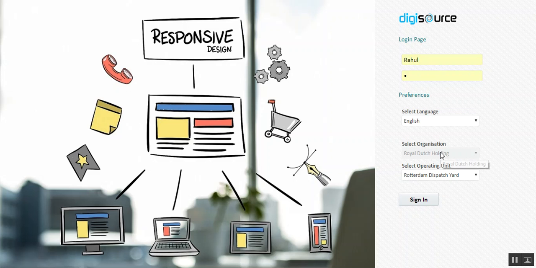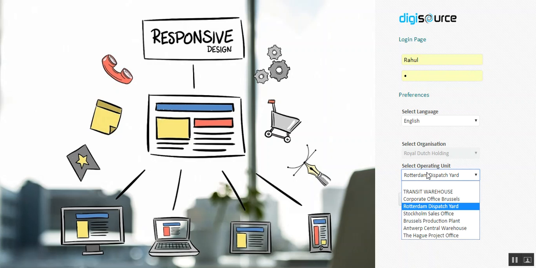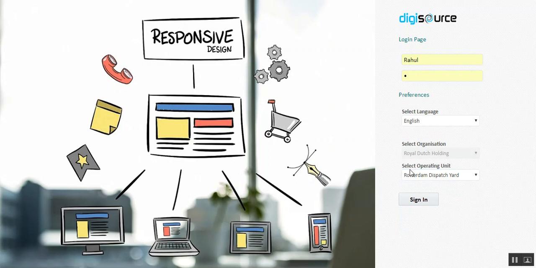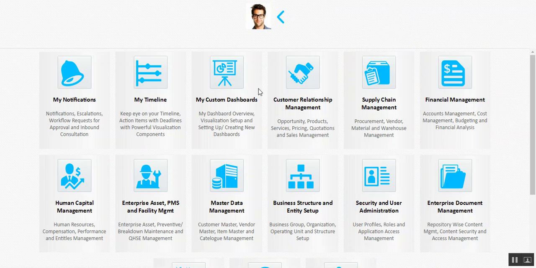Like we can see in this case, Rahul as an employee has access to information only related to Royal Dutch Holding, that's the organization. But his portfolio requires access to all these operating units. Therefore, there's a drop-down list. If his access would be limited to Rotterdam Dispatch Yard, then he wouldn't be allowed to choose from an operating unit option. As we sign into the application, this is the first page that pops up.